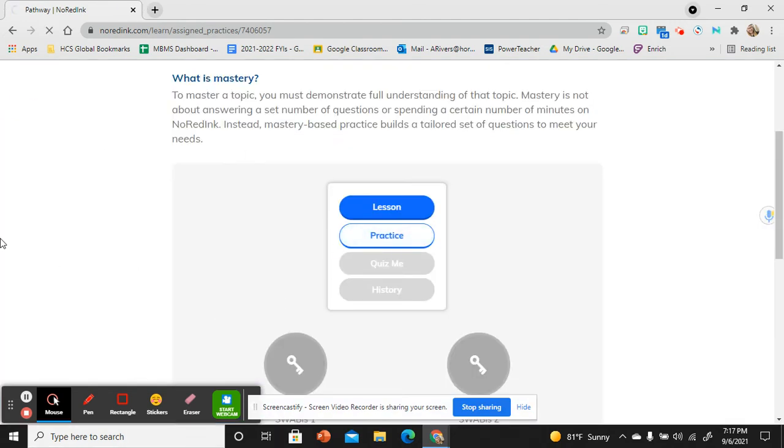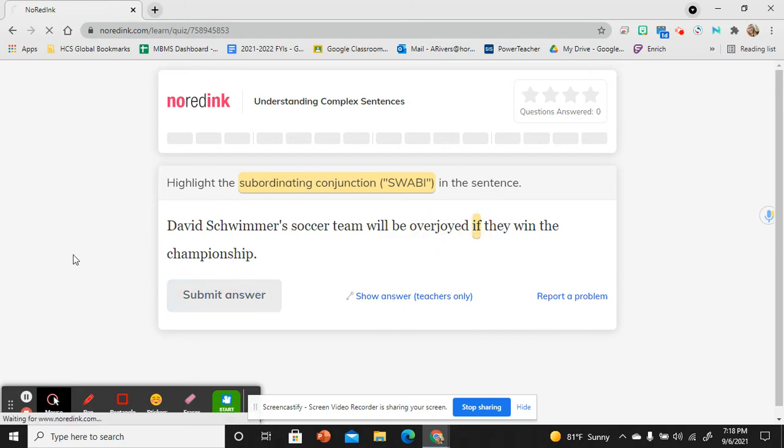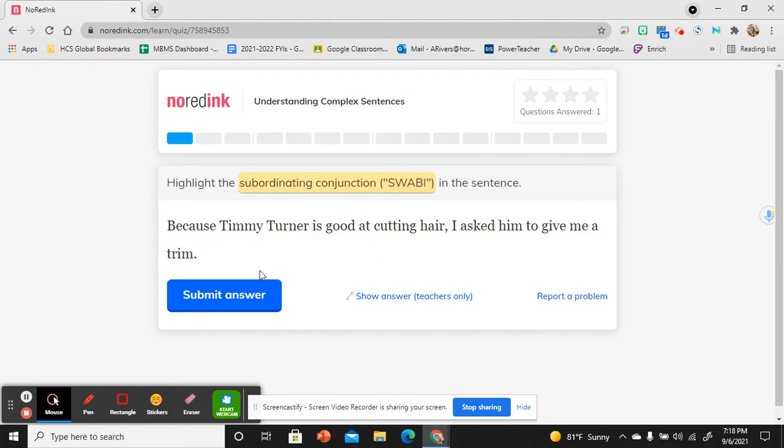So we're going to hit practice, and we're just going to read the sentence, and we're going to try to figure out where do we see the word since, when, after, because, or if. That's all we're doing. David Schwimmer's soccer team will be overjoyed if they win the championship. Well, I see that word if. I'm going to select it, and I'm going to go to the next one.